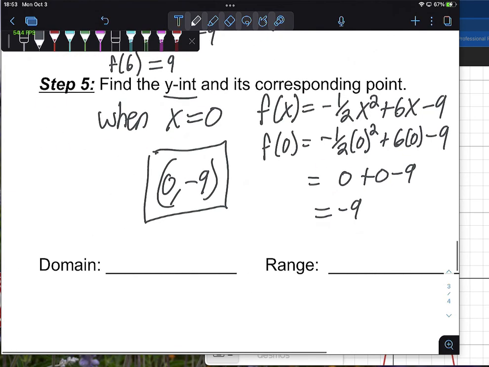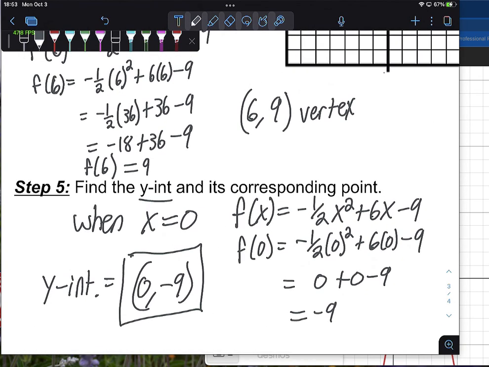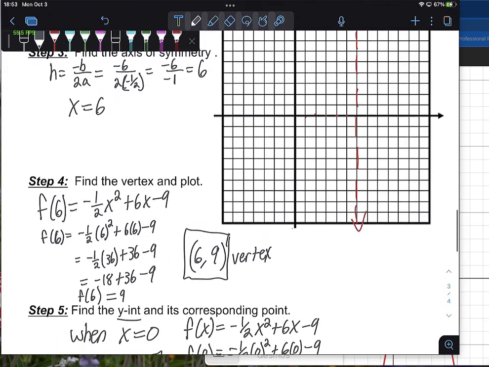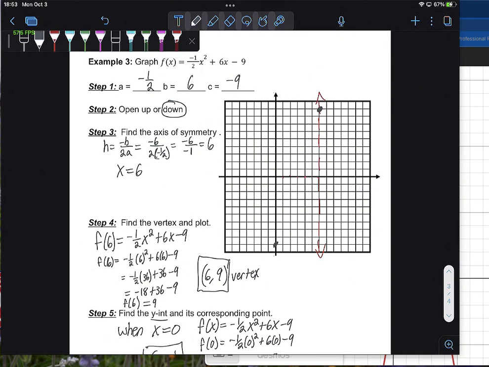And this right here is my y-intercept. And this right here is my vertex. I already talked about it. So 0, negative 9. 1, 2, 3, 4, 5, 6, 7, 8, and 9. Alrighty. Now you guys, I have this half of my graph.